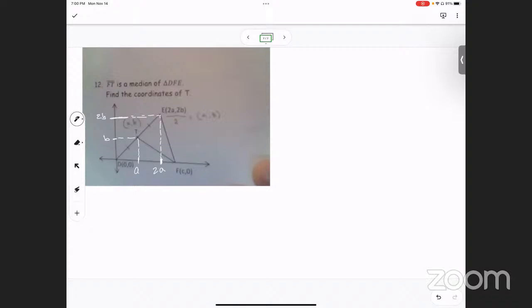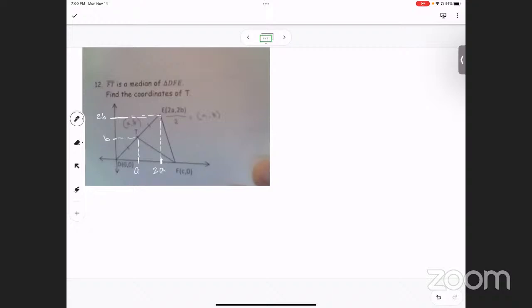So find the coordinates of T. I'm trying to think of what they want you to say. Is it just A and B? I think so. Is that all they wanted you to write? Just A and B? But if it was more complicated, like more abstract numbers, right. But do you understand why?